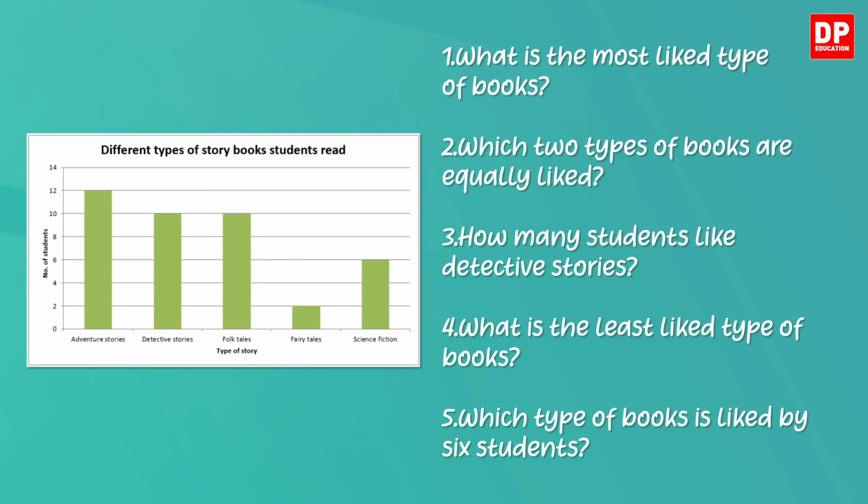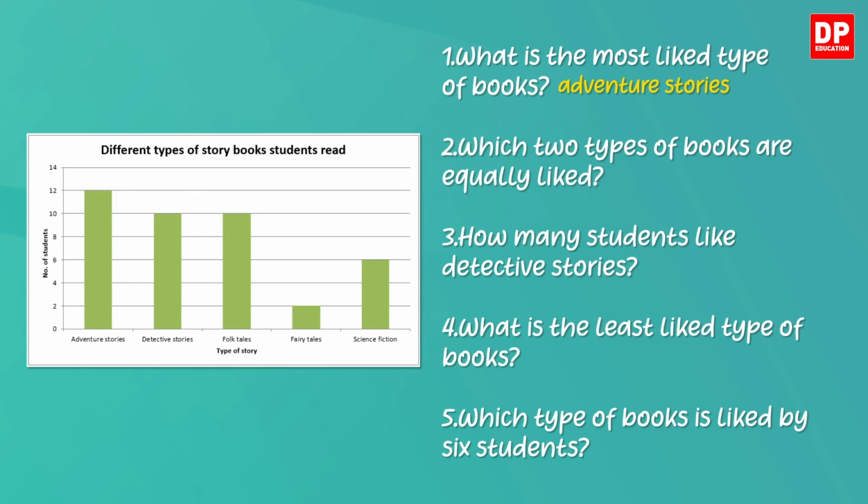Look at question 1. What is the most liked type of books? Now study the chart. Now you can see that there are 12 students who like adventure stories. Okay, so that is the answer. The most liked type of books is adventure stories. So you can write adventure stories as your answer.